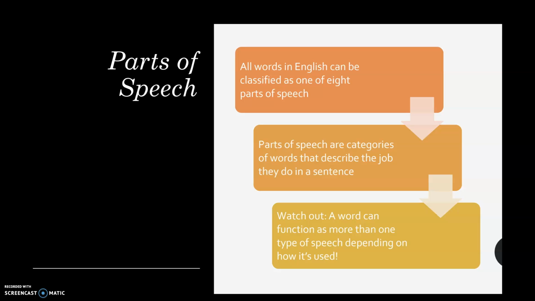But watch out, a word can function as more than one type of speech depending on how it's used. I, for the life of me, cannot think of a good example right now. This is the 5th time I've restarted this lecture trying to think of a good example of a word that's used in different situations. There's an entire class or subclass of adjectives called verbals, where verbs are used as adjectives. But I cannot think of a good example for you right now, so I'm sorry about that.